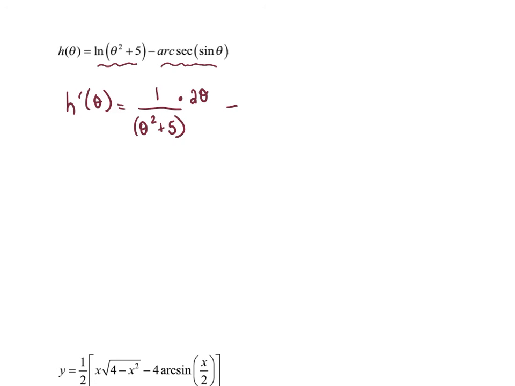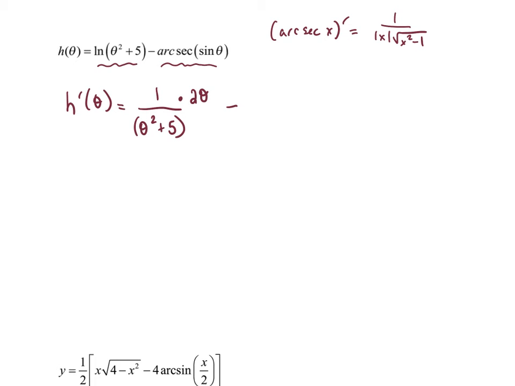Now for arc secant, we have to remember what the derivative of arc secant is. So let's just write that up here. The derivative of arc secant of x, it's that weird one. It's 1 over the absolute value of x times the square root of x squared minus 1. So kind of a bizarre one.